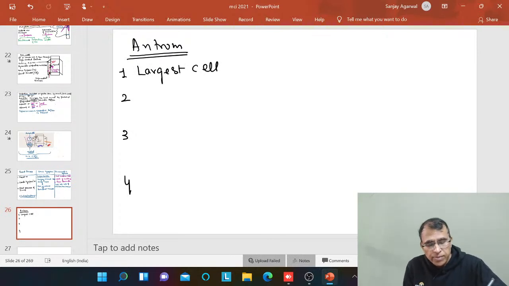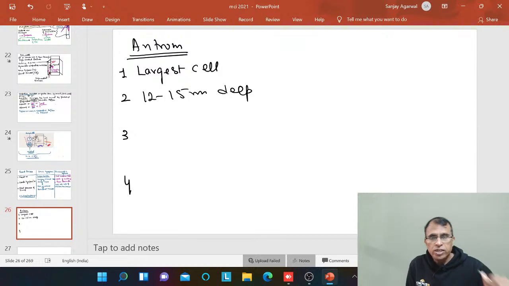Largest cell. Second point, they ask you, antrum is deep to this bone. If you go inside this bone, you'll encounter the antrum. The question is, how deep is the mastoid antrum? This is an MCQ. 12 to 15 millimeters deep. Mastoid antrum lies 12 to 15 millimeters deep, means 1.2 to 1.5 centimeter deep.